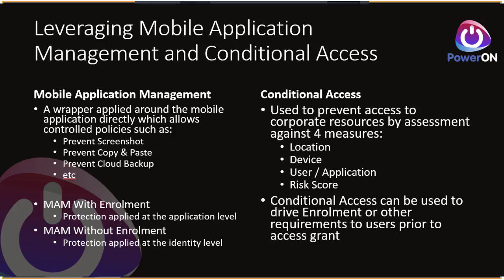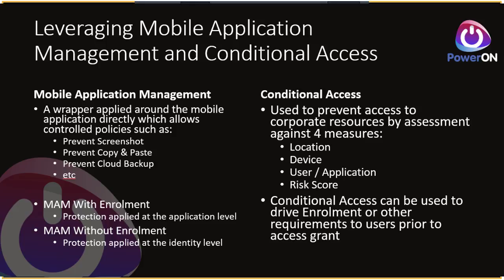Now, we have seen a lot of companies that actually have done this. So for me, it's a very, very important piece of the mobile device management solution. So as you can see, it is used to prevent access to corporate resources by assessment against 4 measures. So location. The location piece is more around the Azure side. So when we want to access cloud-based apps, if we are coming from an IP which is trusted, and that's one of our internal IP addresses, then we can allow access to the app. Now, if we are off the network, we're prevented access.